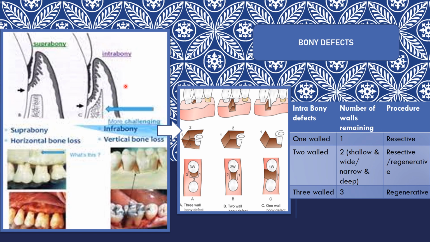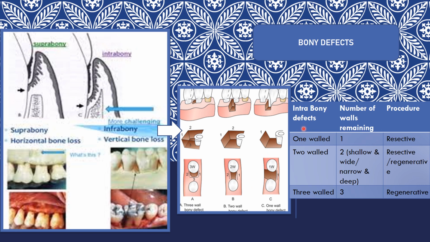This can be horizontal bone loss and vertical type of bone loss. In case of infrabony defects, we will have different types of intrabony defects, that is, it can be 3-wall defects, 2-wall defects, and 1-wall defects. So this is the best diagram you can go through; it is very clear in these three diagrammatic representations which procedure will be apt for each type of bone defect.